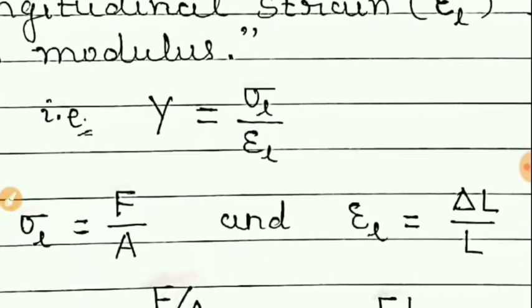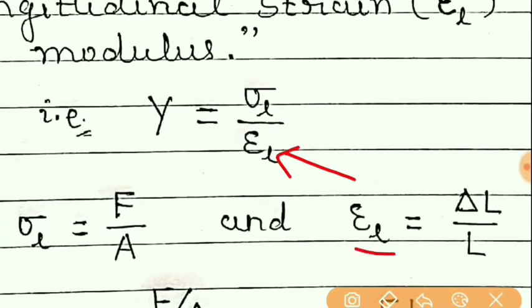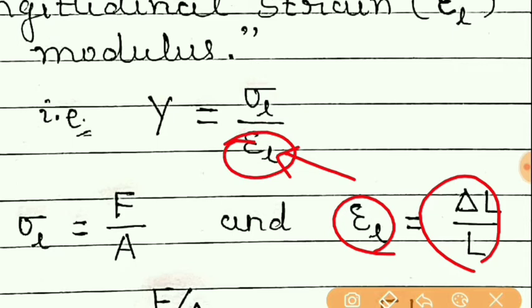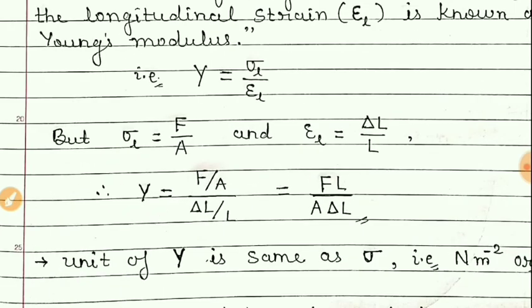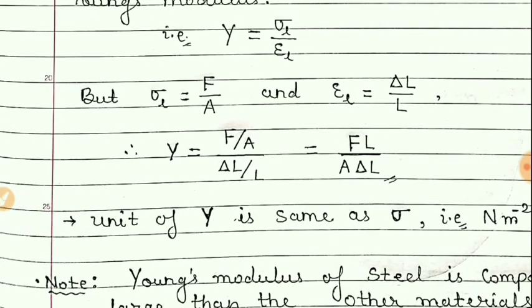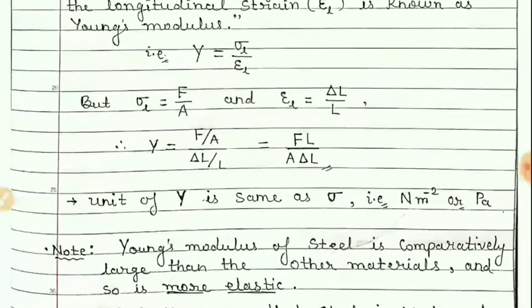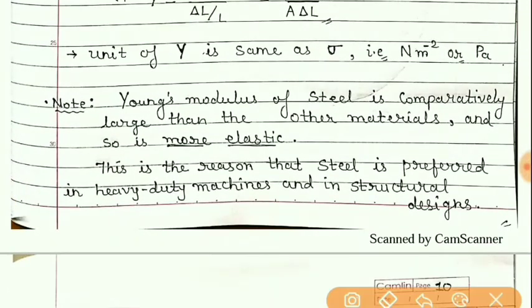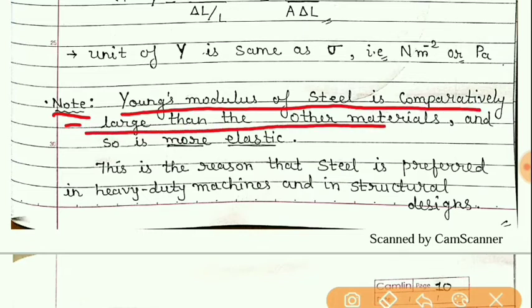Students, we already know that strain is unitless. So if this is unitless, then definitely the unit of Y and sigma must be the same, and the unit of sigma is Newton per meter square, and so the unit of Y is Newton per meter square. I have written a note here that Young's modulus of steel is comparatively larger than other materials, and so it is more elastic.